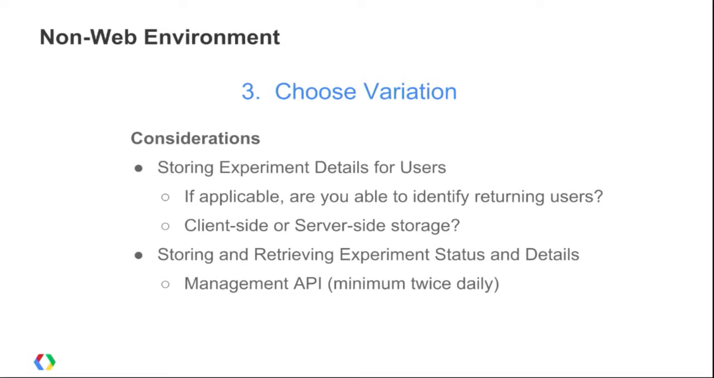And then also, if you're doing this in a non-web environment, you're going to need to make variation choices on the server side, and that means you're going to be using the management API to query for experiment information. You need to store that on the server side, and you probably want to do that at least twice daily, because the multi-armed bandit, if you're using it, updates these values twice per day. So you want to make sure you have the latest experiment data. You would store that on your side, and then based on the variation weights and which experiments are active, you would make the choice on the server side. This is explained in our developer docs on how to actually make these choices.